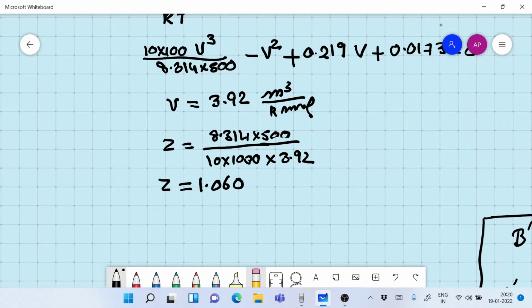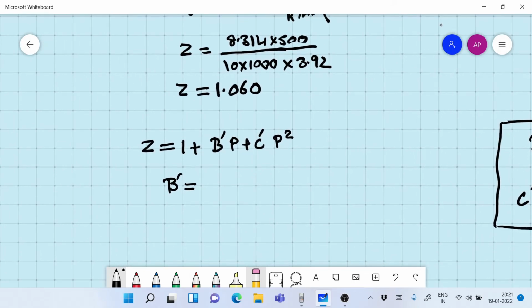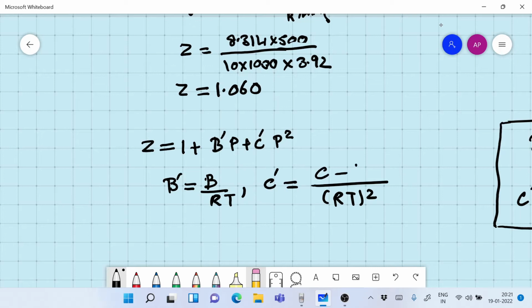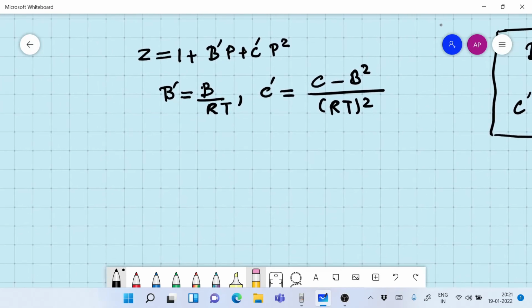Right. Now the virial equation written in terms of pressure is as follows. Z is equal to 1 plus B dash P plus C dash P square. Here we have B dash is equal to B by RT and C dash is equal to C minus B square divided by RT square. So that's the equation you have. I have written it down.